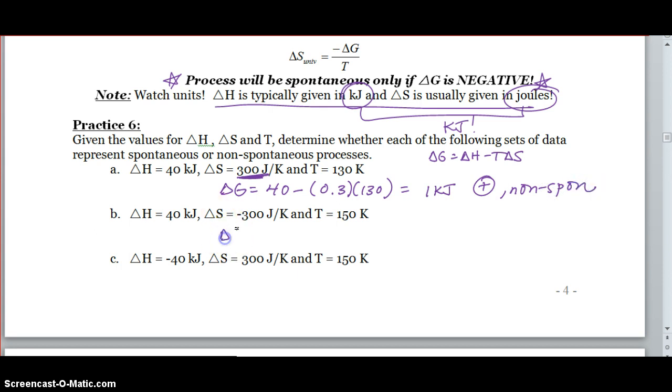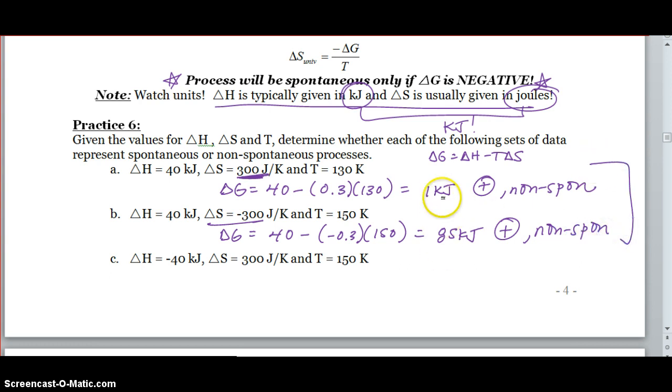For B, we plug in and solve. We get 40 minus, this time entropy is negative, so we have negative 0.3 times 150. And for that one, it comes out to 85 kilojoules. Again, still positive, non-spontaneous. Now, just a side note, you can actually look at the values of delta G and see relative to each other how far away these are from being spontaneous. So hopefully it makes sense that this is a positive 85, this is just a positive 1, this one is actually closer to being spontaneous than this one is, right?